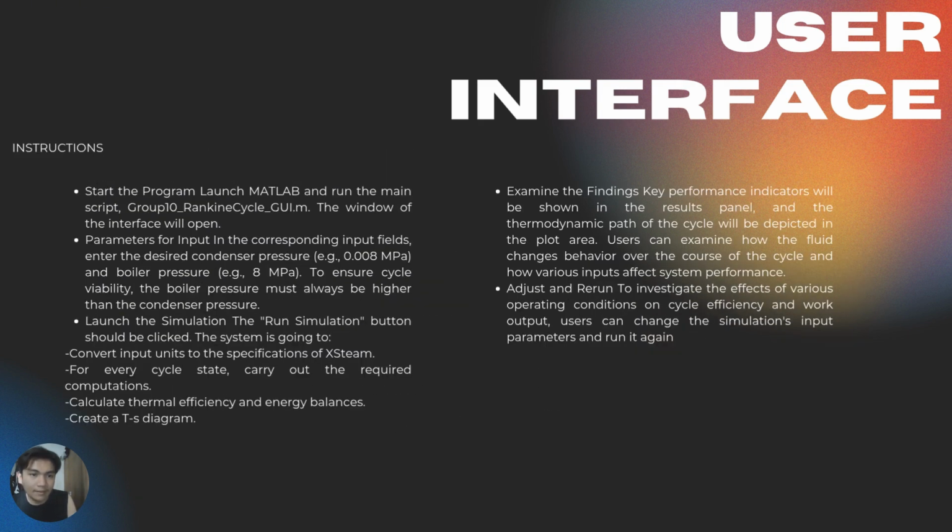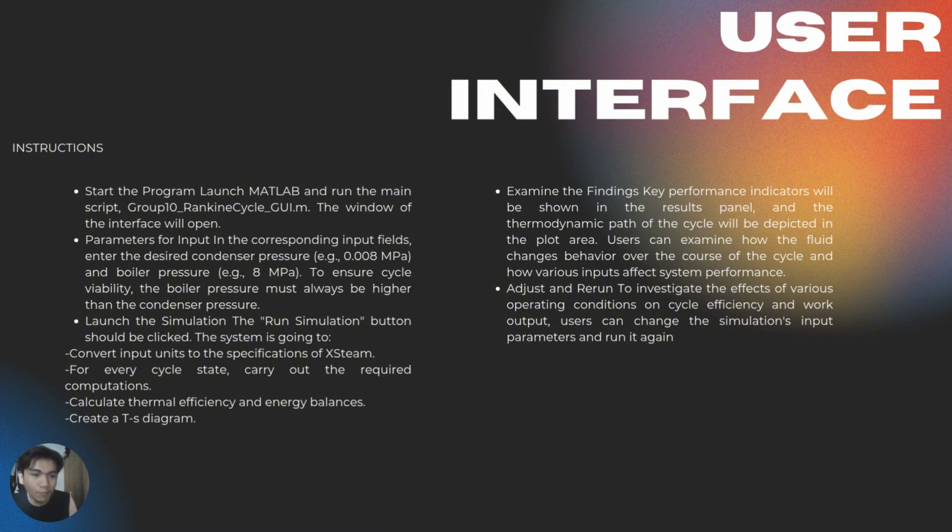Okay. Next one is the instructions. The instructions are: start the program. Then the input parameters will be displayed. To ensure cycle viability, the boiler pressure must always be higher than the condenser pressure due to the certain condition. And the third one is launch the simulation.